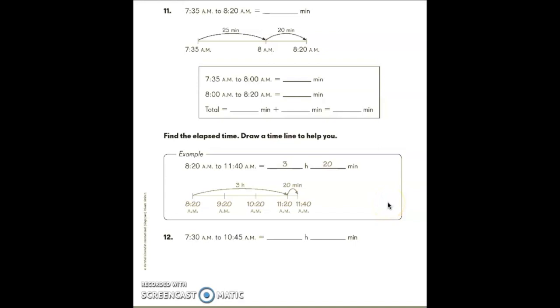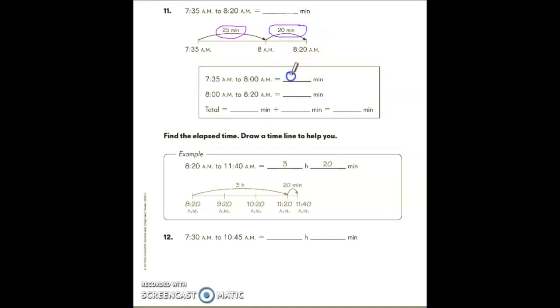All right, class, I hope you have worked on these problems individually. Now let's check our answers together. For this one, the start time is 7:35 and it ends at 8:20. So I'm going to start from 7:35 and take it to the nearest hour, which is 8 o'clock. It's going to take me 25 minutes from 7:35 to get to 8 o'clock. And then from 8 o'clock to 8:20, it's going to take me an additional 20 minutes.